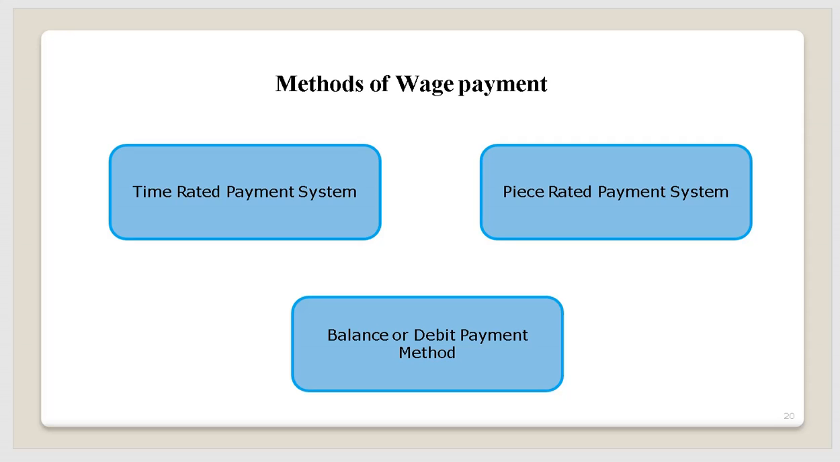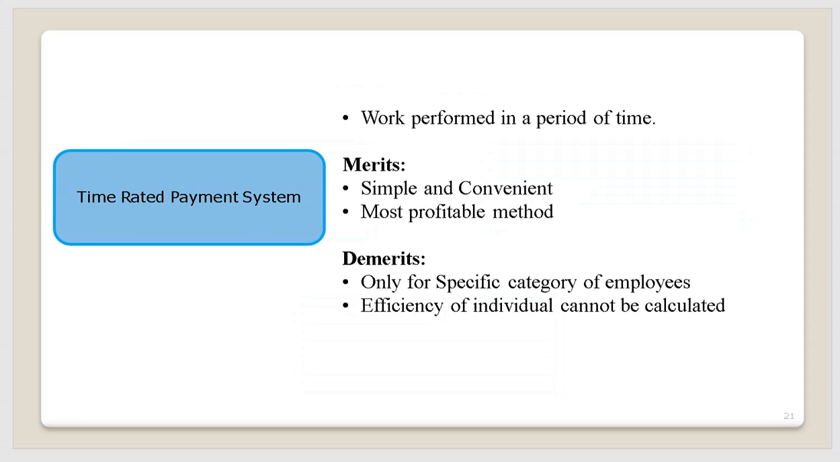Here we discuss the methods of wage payments. There are three methods of how the wages can be given: the time rated payment system, the piece rated payment system, and the balanced or debt payment system. So let's check which is the best one, and let's see the merits and the demerits of each payment system. Initially, it's the time rated payment system.